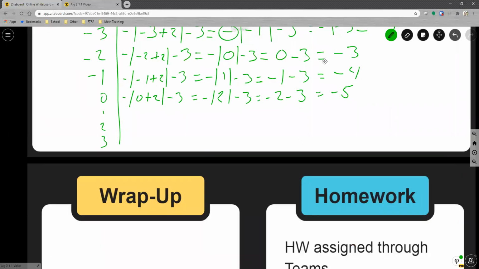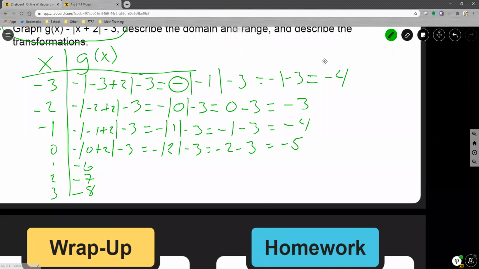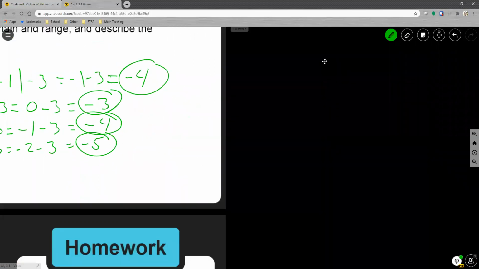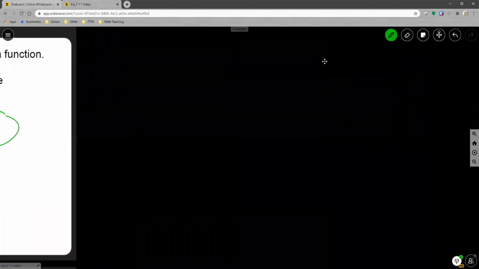And then these last three, I'm going to get -6, -7, and -8 if I work them out. So I've got a whole bunch of values. I'm going to rewrite this table. I want to condense things. So I'm going to use these values for my outputs to go with my inputs. So I'm going to write it out here in the void.